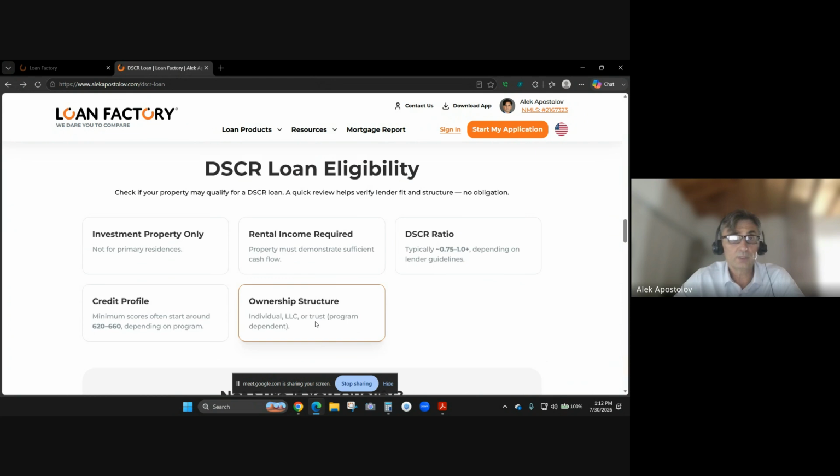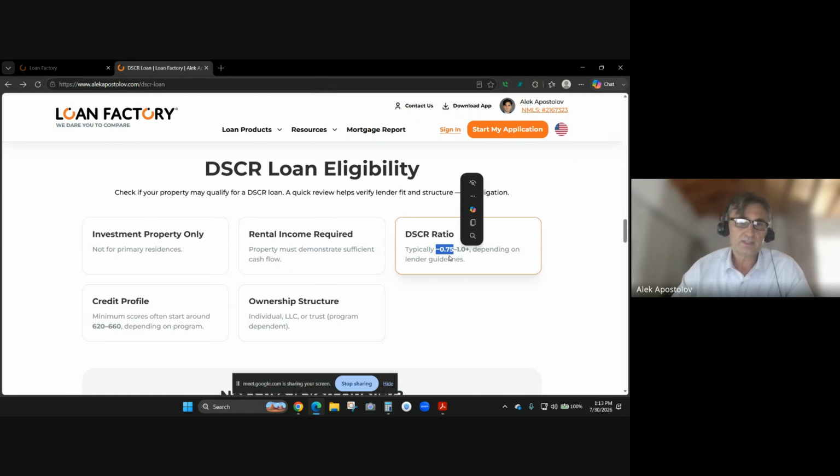So on eligibility, it only goes by the property. The DSCR ratio on the eligibility is one of the biggest factors. So a DSCR ratio of 1 would mean that the rental income that the property produces covers the monthly housing expenses. And those are your PITIA: principal, interest, taxes, insurance, and association fees. So as long as it covers that, you are going to be a 1+. Now, we can do a 0.75 down to 0.75. What does that mean?